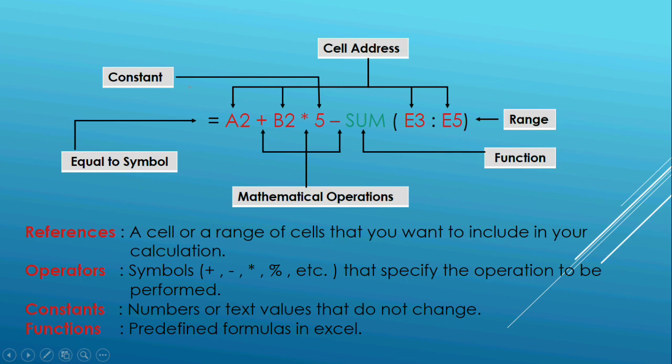Then reference means it is the range of cells. E3 to E5, that is the cell reference or cell range. Then operators. Operators means addition operator, subtraction operator, multiplication or division operators that we are using. Then constants. Here one constant is used, that is 5. Constant means the value will not be changed. Then function. Functions means predefined formulas, like we have already learned. It is predefined or inbuilt. The user can choose from Excel. That is known as the functions.